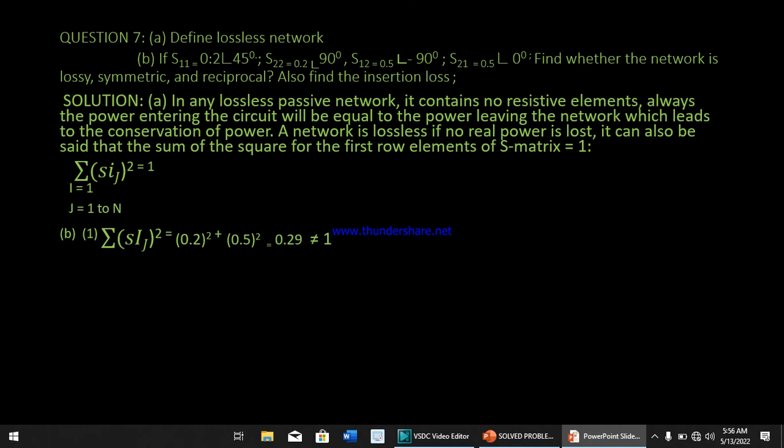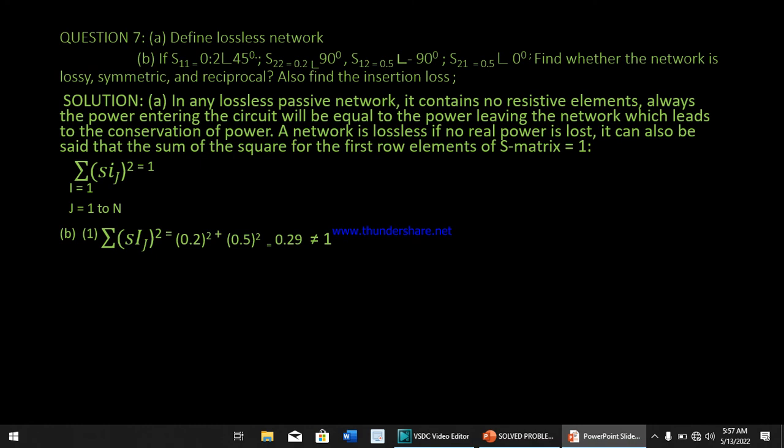Now the B part. To know whether a network is lossy or lossless, we should be able to prove that the sum of the squares of the coefficients of the first row of the matrix gives us 1. That means the sum of Sij squared must be equal to 1.